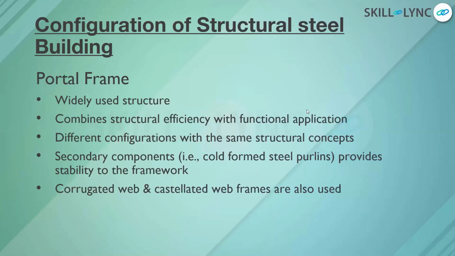So next is the portal frame again. This kind of structure is widely used, as I said, for industrial sheds, and it combines efficiency and functional application for any building. It can be developed in different configurations with the same structural concept, and the secondary components, that is the purlins that we provide at the rooftop, will enhance the stability of the framework. We can also use corrugated web or other web frames to improve the stability of the structure.